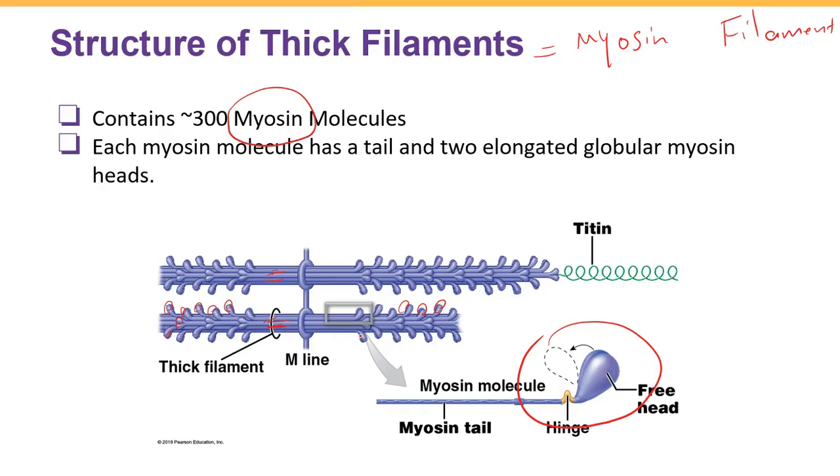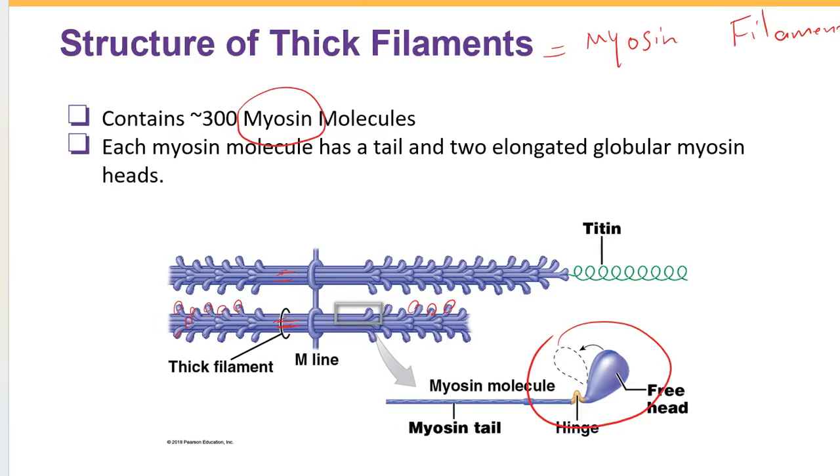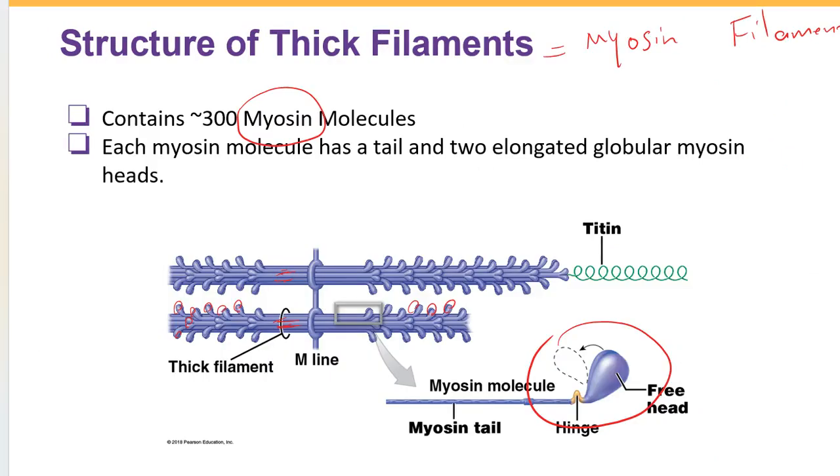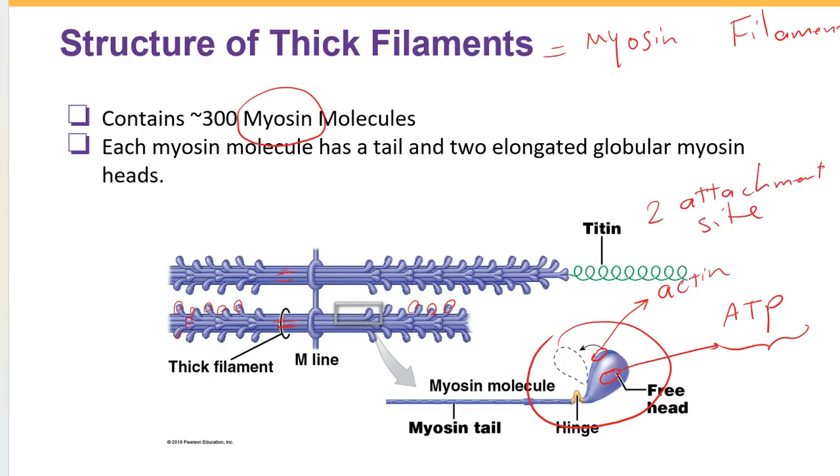Do you remember the active site for myosin? And here on the head of the myosin molecule, we can also find two attachment sites. One attachment site is for ATP, because we need energy for muscle contraction and relaxation. And one attachment site is for the actin molecule. So we have these two attachment sites on the myosin head, one for actin and another one for ATP.